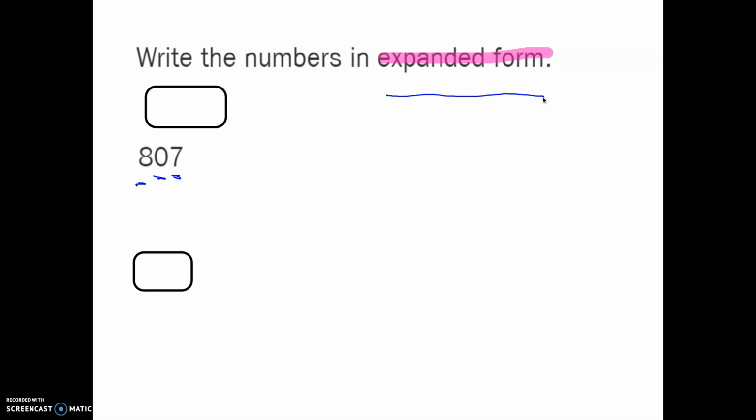That's not 8. There's an 8 in the hundreds place. That means 800. Then I have a 0 in the tens place. Well, if I have 0 tens, that means I don't have any tens, so I'm going to put a 0 down. And then I will add what's in my ones place. I have a 7 in the ones place.